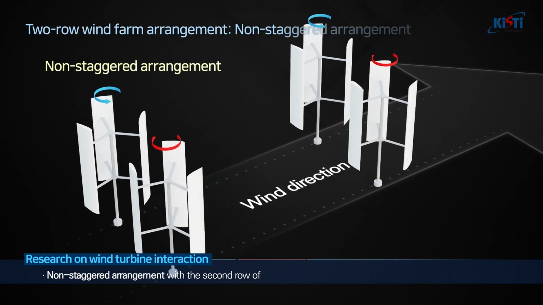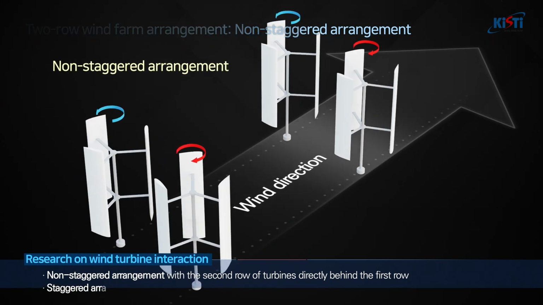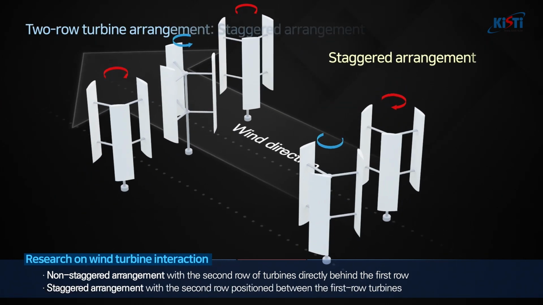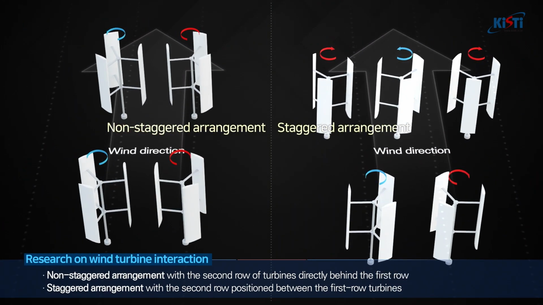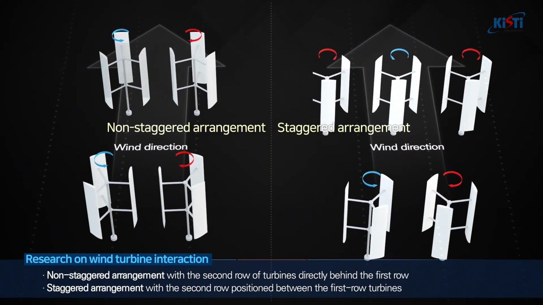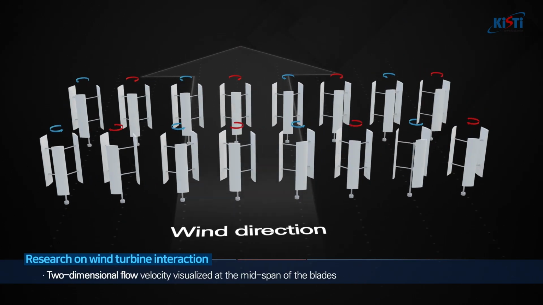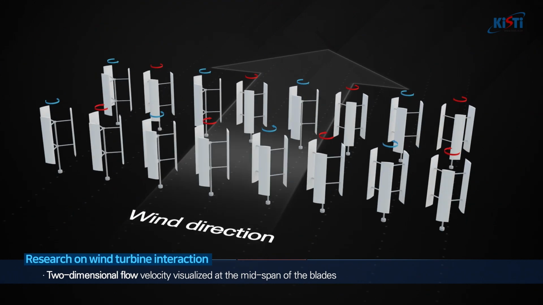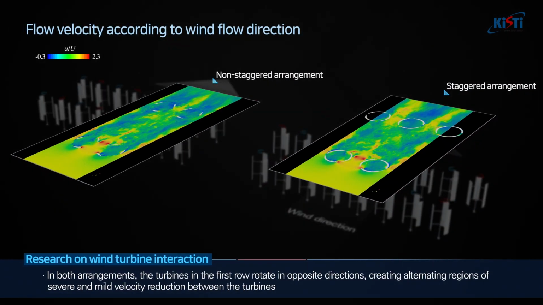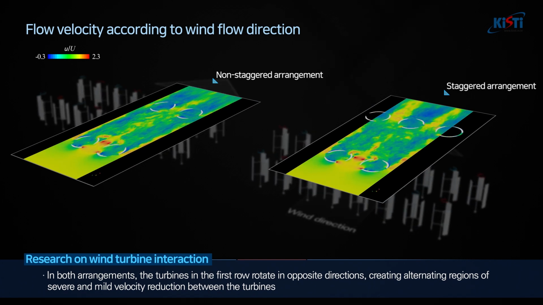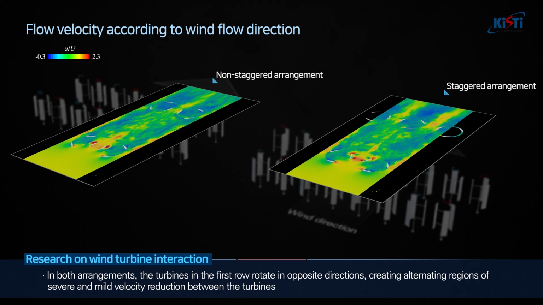Then the team compared the overall efficiency of the wind farm between 2 configurations: a non-staggered arrangement with the second row of turbines directly behind the first row, and a staggered arrangement with the second row positioned between the turbines in the first row. To determine the changes in wind flow, the flow velocity was visualized in 2 dimensions at the midspan of the blades. In both arrangements, the turbines in the first row rotate in opposite directions, creating alternating regions of severe and mild velocity reduction between the turbines.